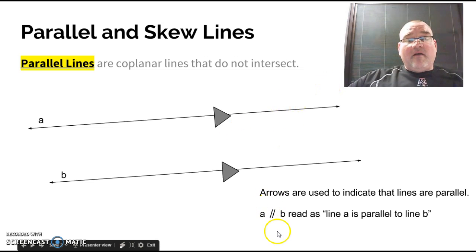Remember, the symbol for parallel kind of looks like the number 11. A is parallel to B, is how you read that. Line A is parallel to line B. So parallel lines, coplanar lines that do not intersect.